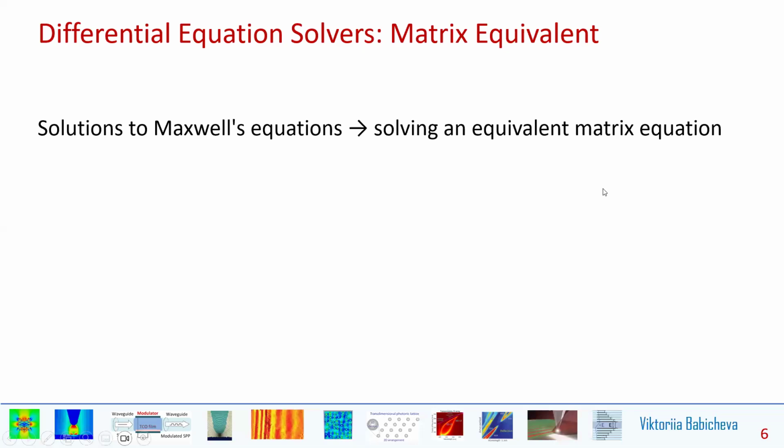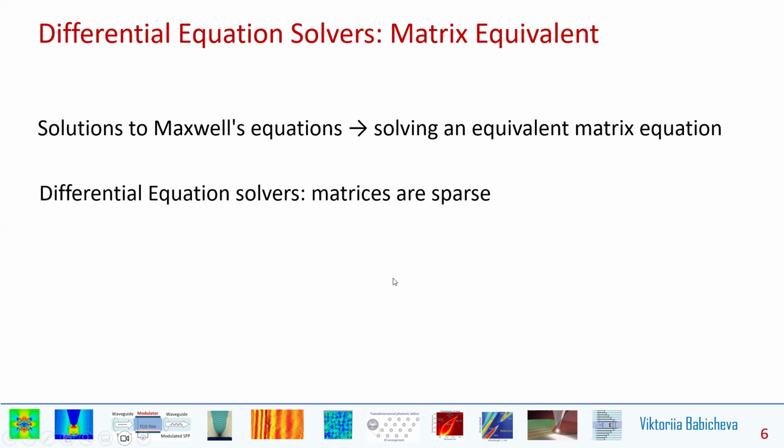In the past few decades, differential equation-based methods have become extremely popular because of their ease of implementation and the efficient use of memory. We can cast all numerical solutions to Maxwell equations into solving an equivalent matrix equation. So for the differential equation-based method, these equivalent matrices are sparse. Also, there is a distinct difference between differential equation solvers and integral equation solvers.